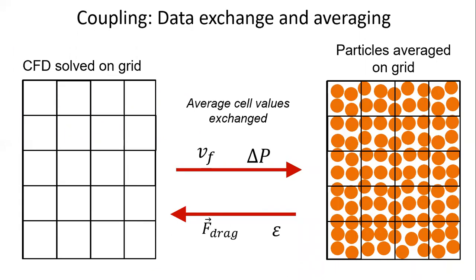The mesh is used for two purposes. Firstly, to solve the CFD, and secondly, to calculate spatial averages to exchange between DEM and CFD. Fluid velocity and pressure terms are sent from CFD to DEM, and locally averaged fluid particle interaction forces and porosities are sent the other way.